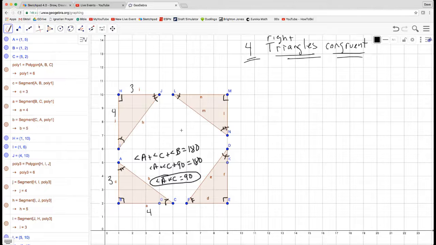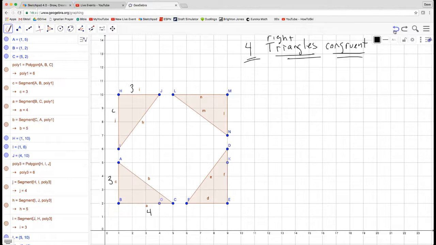I'm going to erase all of this drawing here because it's kind of in the way. And then we're going to get rid of all of this. It's all just in the way. Okay. And we're going to write that angle A plus angle C equals 90. And remember, angle J plus angle I equals 90. And these other two, L plus N and D plus F.